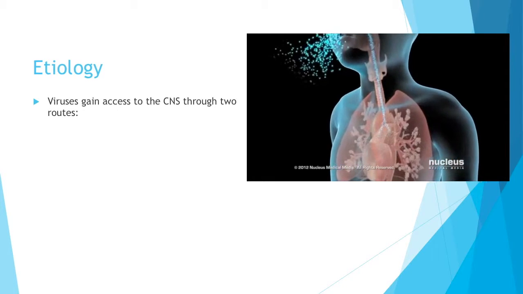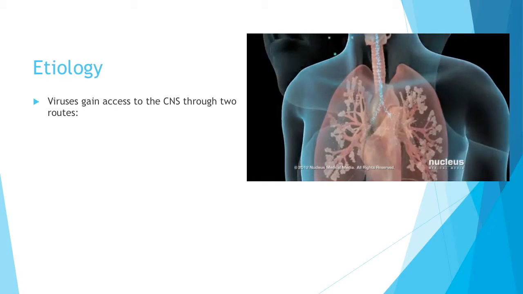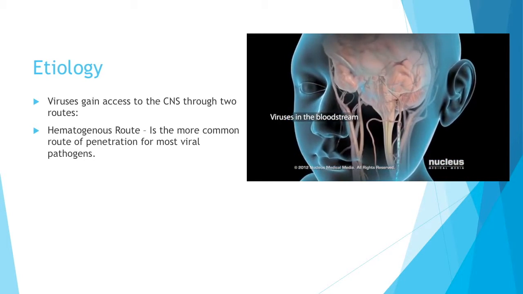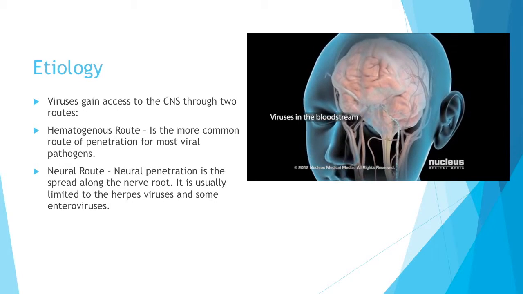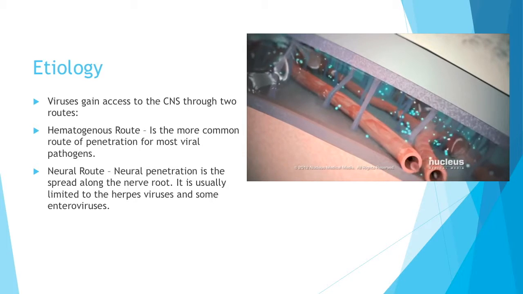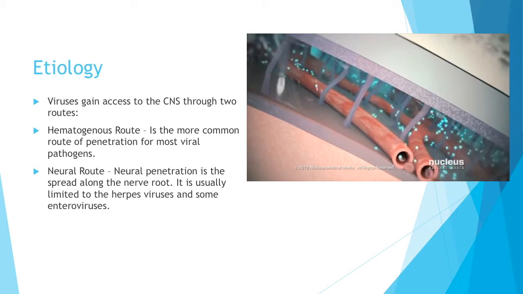Etiology. Viruses gain access to the CNS through two routes. The hematogenous route is the more common route of penetration for most viral pathogens. Neural route. Neural penetration is spread along the nerve root. It is usually limited to herpes virus and some enteral viruses.